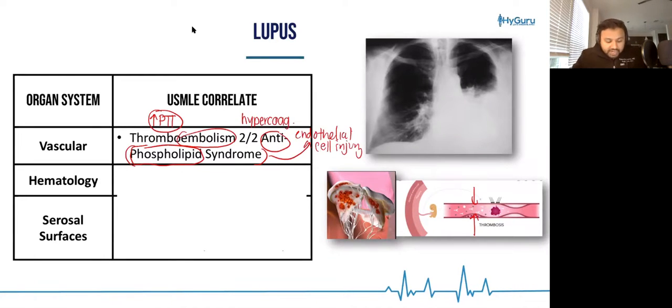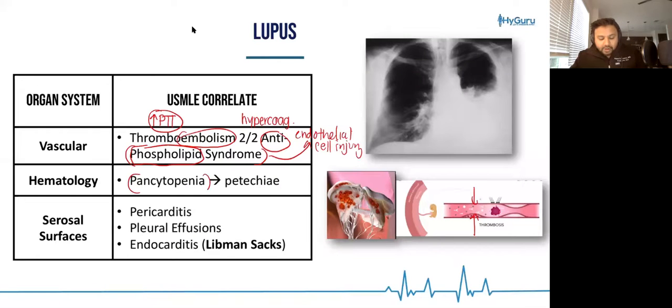From a hematologic standpoint, remember that you get a pancytopenia. And if you have things like low platelets, you're going to present in your test question with petechiae. And then lupus is an inflammation of what we call mucosal or serosal surfaces. So you could have pericarditis, for example, which can lead to pericardial effusions and even pericardial tamponade. Remember, electrical alternans, narrow pulse pressure.